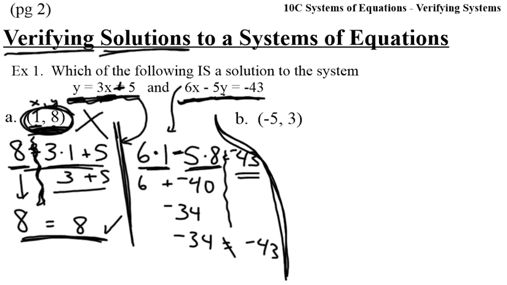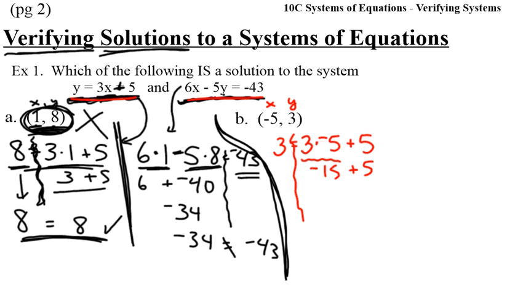We have to substitute into the same two equations, except now x is negative 5, y is 3, and that has to go into each equation. So our first equation, y, which is now 3, equals 3 times x, which is 3 times negative 5, plus 5. I want to solve each side separately. Negative 15 plus 5 gives us negative 10. And on this side we have a 3. 3 does not equal negative 10.